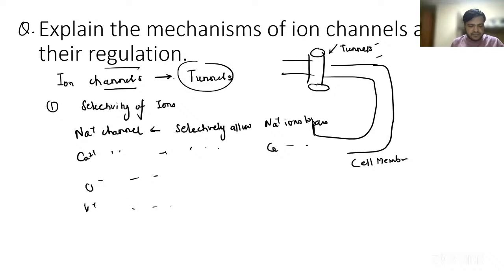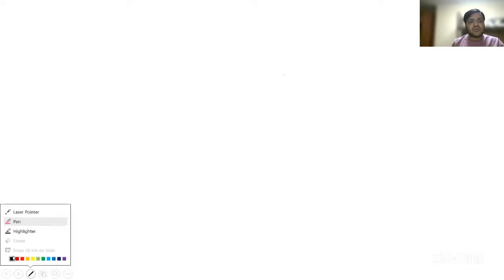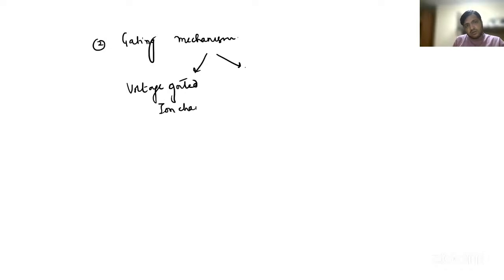So that is first the selectivity that you have to remember, that a particular channel will only allow a particular ion to pass through that channel. Secondly, guys, you have to remember one more important thing, called the gating mechanism. This gating mechanism is basically of two types, right? The voltage gated ion channels, and the ligand gated ion channels.